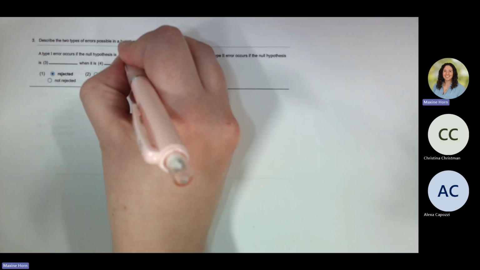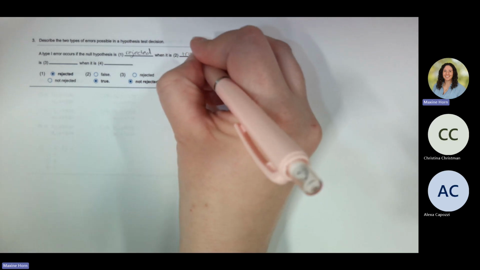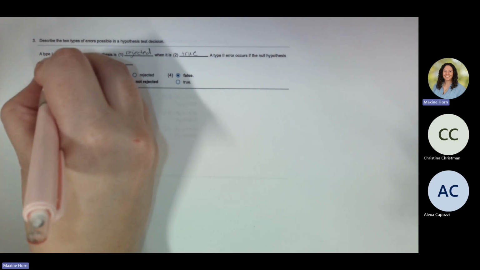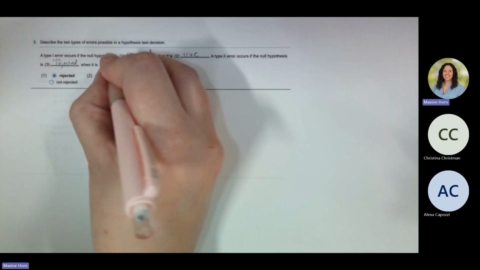All right, so knowing what we do with our chart about the different types of errors. So a type 1 error occurs if the null hypothesis is rejected when it's actually true. And a type 2 error occurs when the null hypothesis is not rejected when it's actually false.